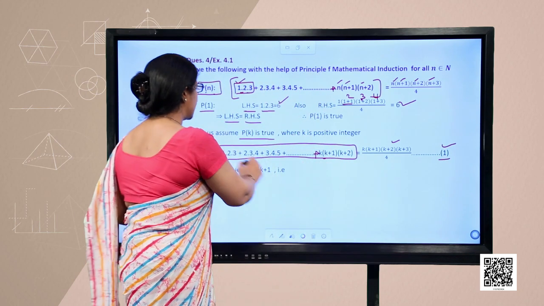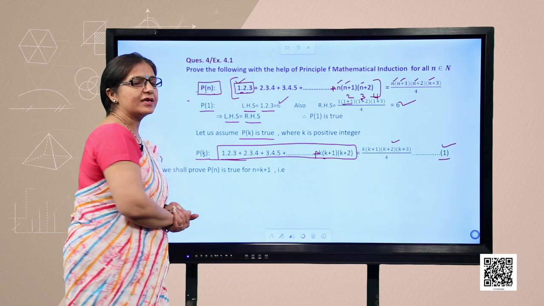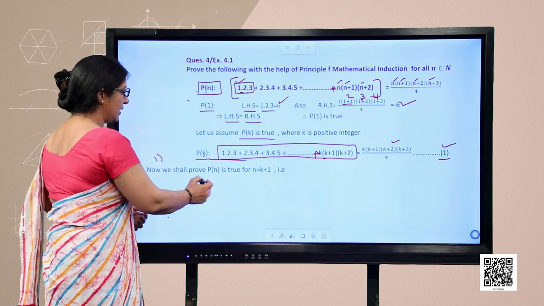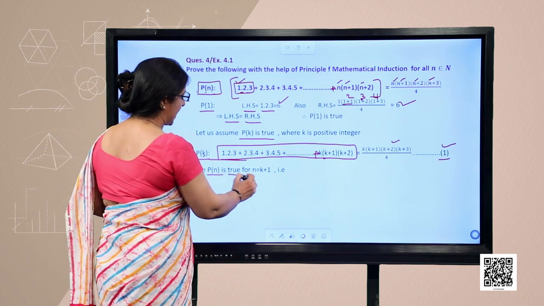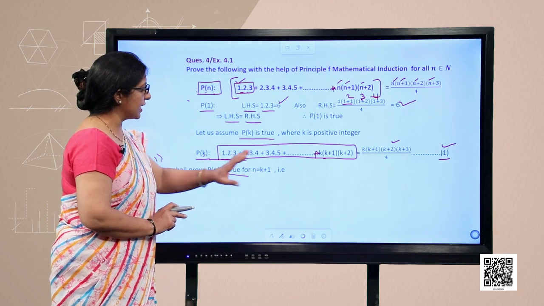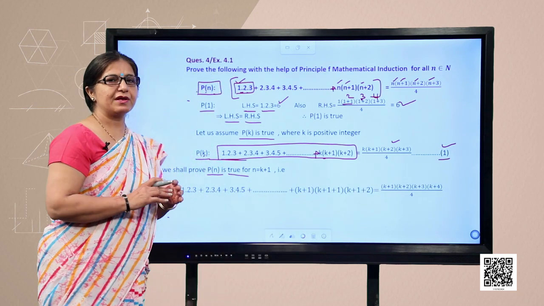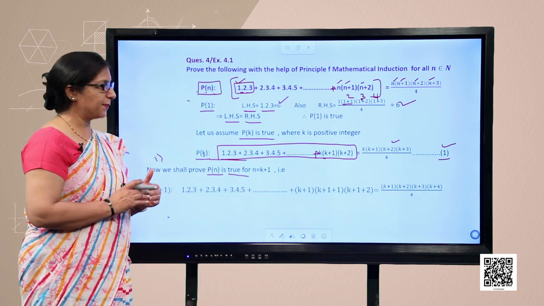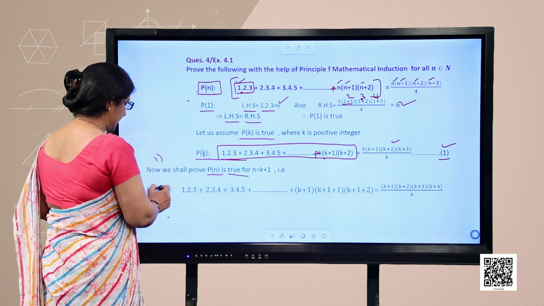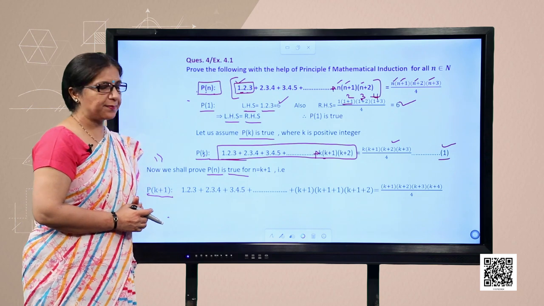We will be using this result for further proving Pk plus 1. Now, we need to prove that Pn is true for n equal to k plus 1. So let us prove it. Before proving, we will form the equation by replacing k by k plus 1. This is our mathematical statement in the form of k plus 1.